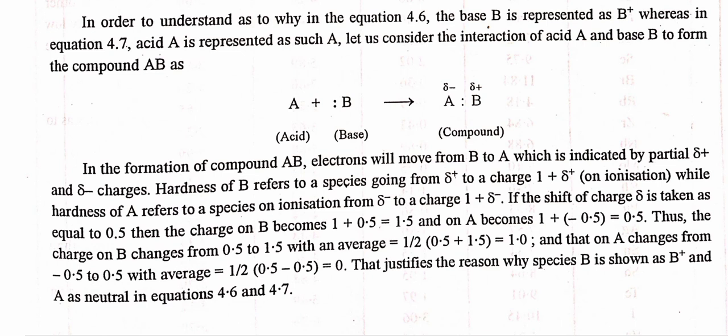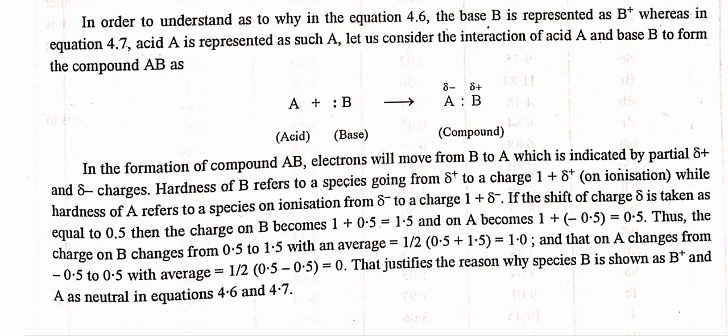Hardness of B refers to a species going from delta plus to a charge 1 plus delta plus, while hardness of A refers to a species on ionization from delta negative to a charge 1 plus delta negative. If the shift of charge delta is taken as equal to 0.5, then the charge on B becomes 1 plus 0.5 is equal to 1.5, and on A becomes 1 plus minus 0.5 is equal to 0.5.